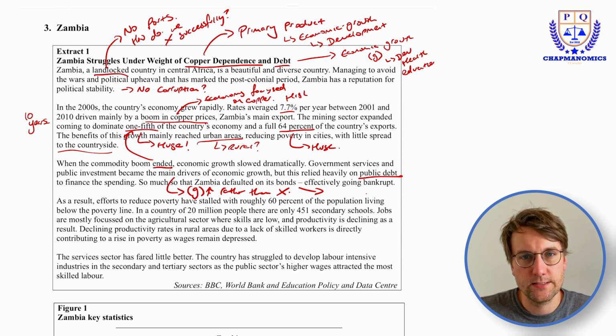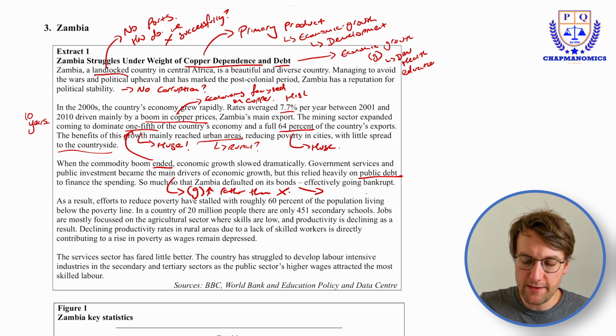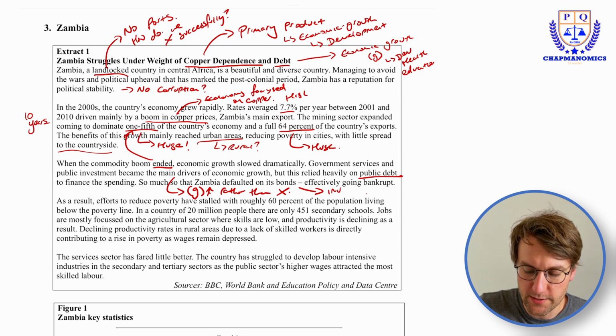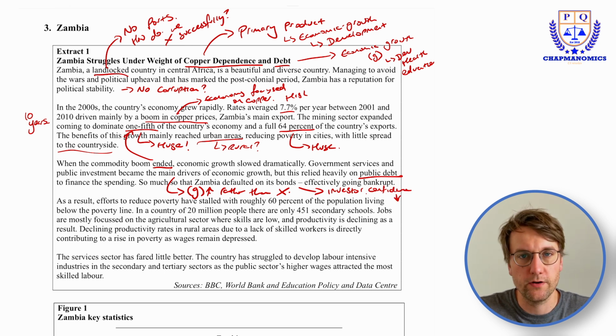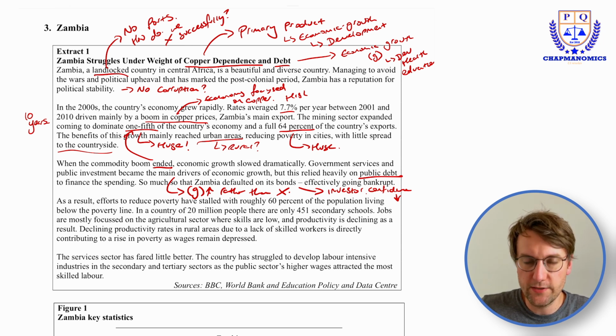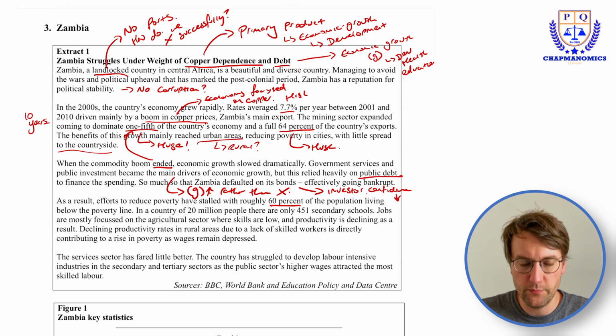Well, in this case, after that 10-year period was up, the Zambian government said, oh, sorry, can't give you that £100,000 back. So therefore, this is going to mean investor confidence is very low in Zambia. It's very, very low as a result. If you don't think you're going to get your money back, you're going to charge the government a lot more in interest. And so effectively the country here, as it says, has gone bankrupt. As a result, efforts to reduce poverty have stalled, and roughly 60% of the population, goodness me, that's a lot of people, live below the poverty line.